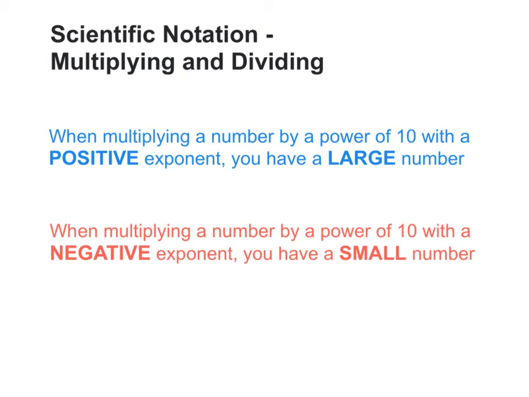Welcome to Scientific Notation Multiplying and Dividing. Before we get going, just want to recall that when you multiply a number by a power of 10 that has a positive exponent, you're multiplying by a very big number and you'll have an overall very big number. When multiplying it by a power of 10 with a negative exponent, you are multiplying by a very small number, and so your overall number will be very small as well.